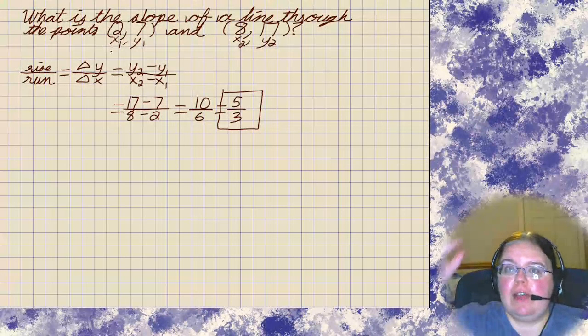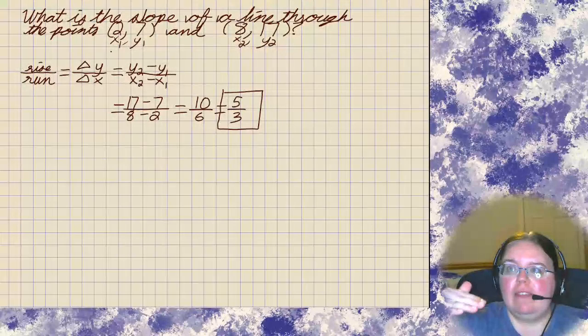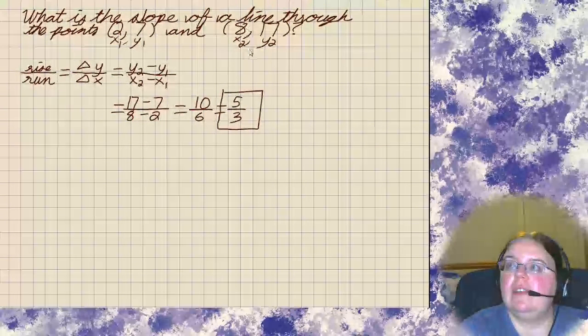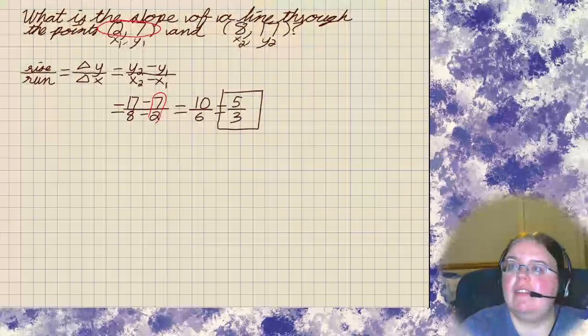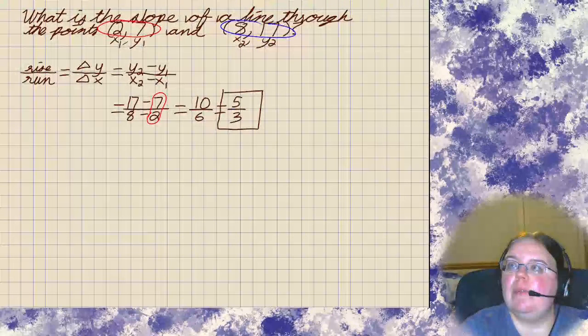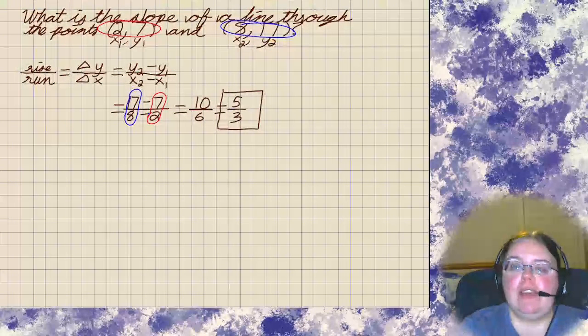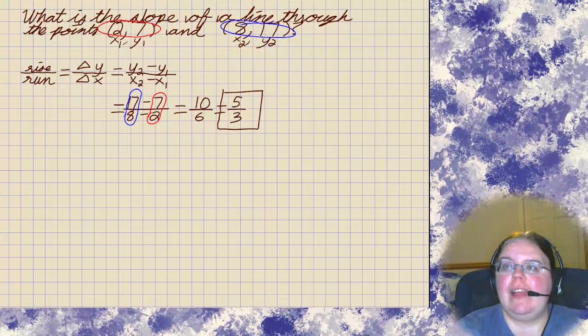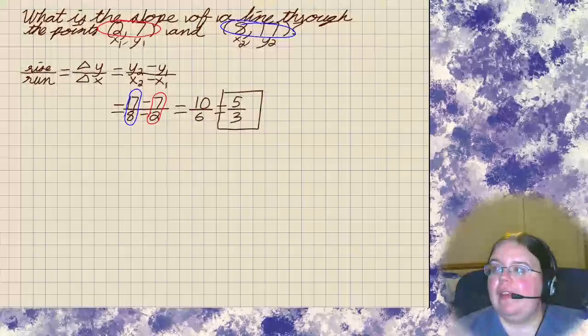Just make sure that you've got your y's on top, your x's below, and the same point. So here's one point, here's its x and y values. Here's another point, here's its x and y values. Make sure you have each point lined up vertically like that as you put it in the slope formula, and you won't go wrong with this.